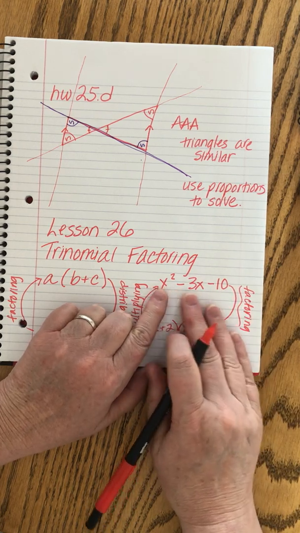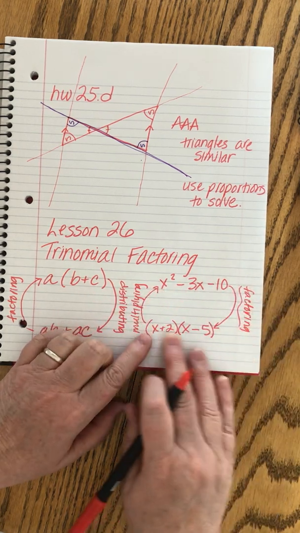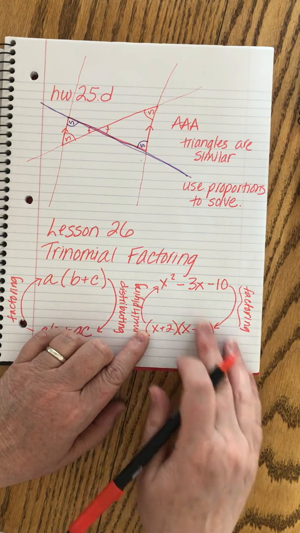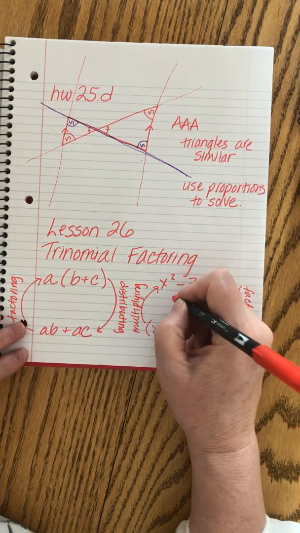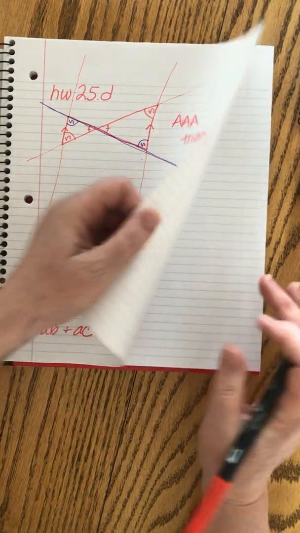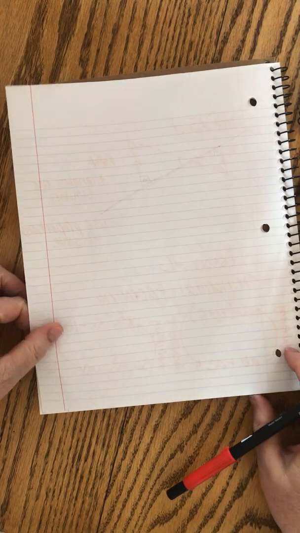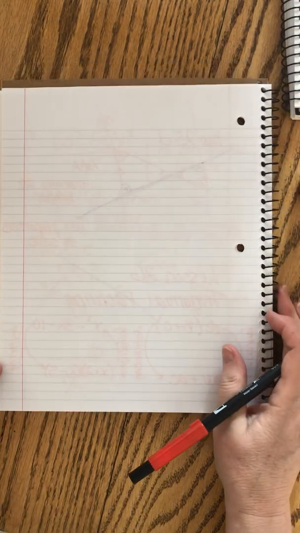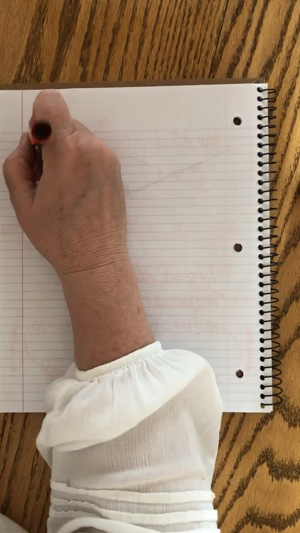And we did this last year. We're going to practice taking something like this and putting it back into two binomials. So this is a trinomial, and we put it back into its binomial form. All right, and you'll remember the special little rules for this.